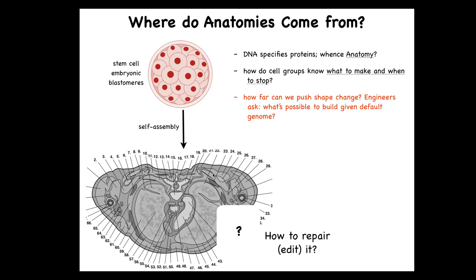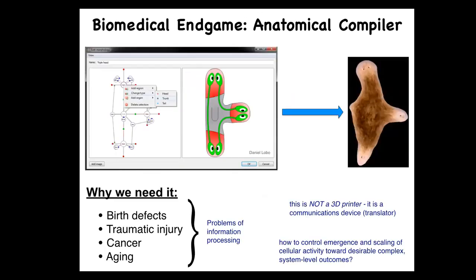So this is what we're really interested in: where does this pattern come from? Now, as I think about the end game of our branch of biomedicine, I think about the fact that so many things would go away. Birth defects, traumatic injury, cancer, aging, degenerative disease, all of these things would be a non-issue if we had the ability to communicate anatomical goals to a group of cells. If you could tell a group of cells what to build, all of those things would be basically solved.